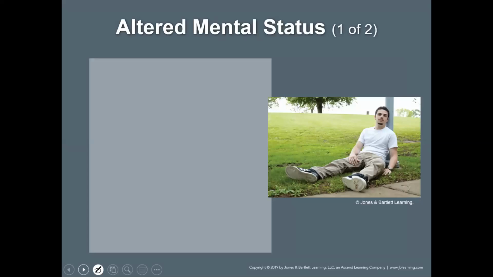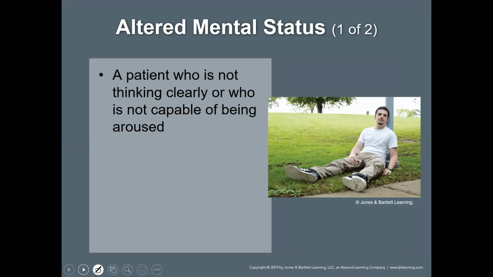We're going to go into altered mental status. And there's a lot of causes of altered mental status. A patient who is not thinking clearly or who is not capable of being aroused is altered. Altered mental status is the most common neurological emergency next to strokes and seizures. And this is, again, when they aren't thinking clearly, they're confused, they're not capable of being aroused, and they're unresponsive.